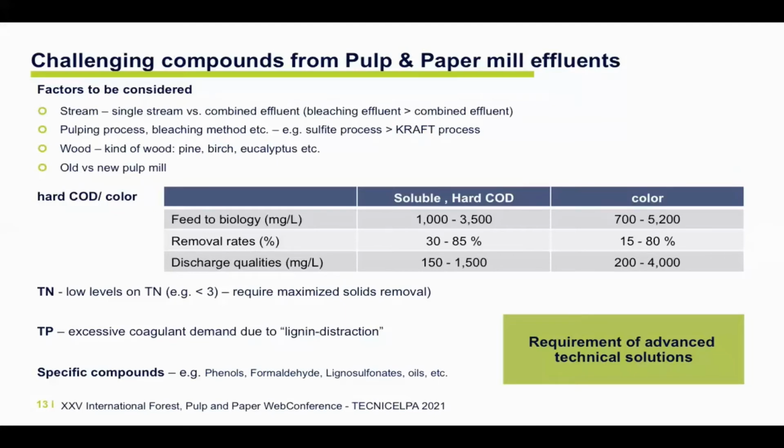And of course, considerations have to be taken into account whether we're working with old or new mills, namely footprint, for example. The hard color, hard COD, relate mostly to color, to lignin compounds in the pulp effluents, we see that the range that we have to treat can vary quite significantly. We are also familiar with the different removal rates according to the technologies that are applied. In many cases, there are requirements to remove nutrients like nitrogen, phosphorus, or specific compounds. And all this scenario leads to the need for advanced technical solutions.